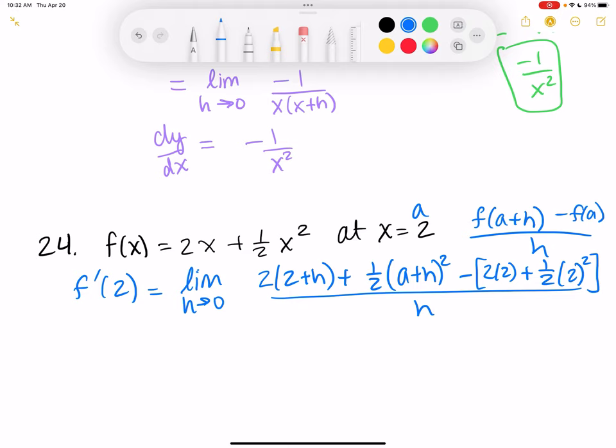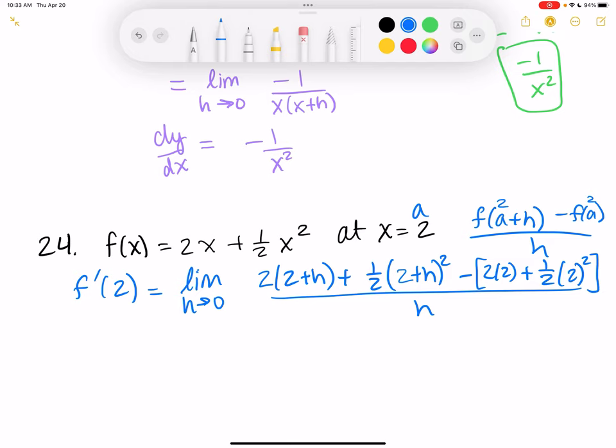Okay, so I'm following the formula, so it's f of a plus h. That's what I do first. In this entire function, everywhere there's an x, I've got to put a plus h. So I had 2 times a plus h, and a was 2, so that's why it's 2 plus h. Plus, I still have to do this piece, 1/2 times a plus h. Oh, I should have written a 2 here, not an a. Right now we're putting a plus h for x.